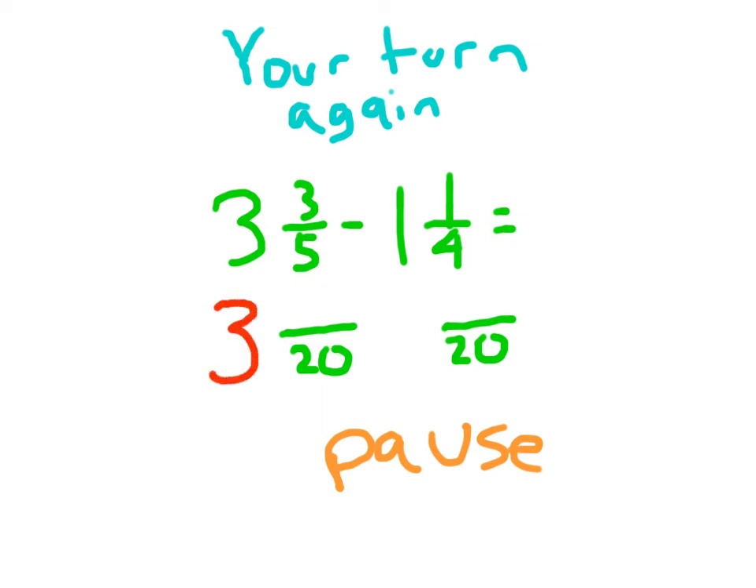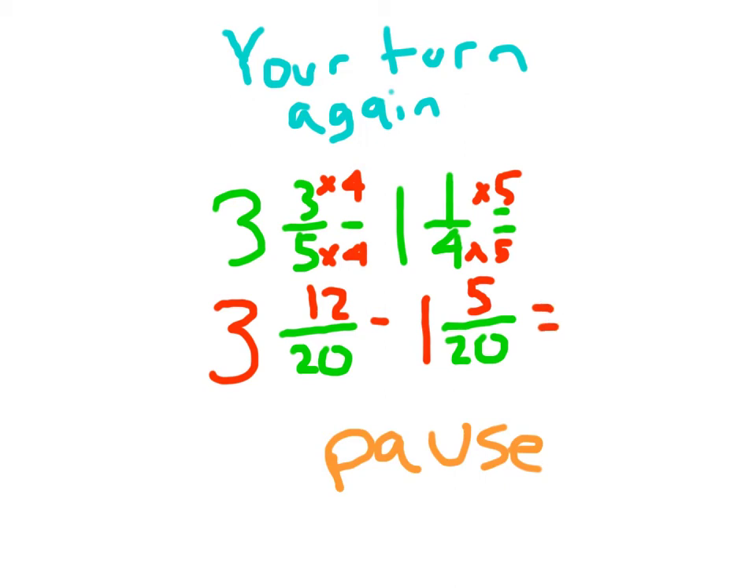I'm going to write in those wholes because the whole portion will stay the same. It's the fractional parts that we had to convert. 1/4 times 5 is how we would get it to 20ths, times 5 in the numerator and denominator. 1 times 5 is 5. For 3/5, we would have had to multiply by 4 in the numerator and denominator. 3 times 4 is 12.